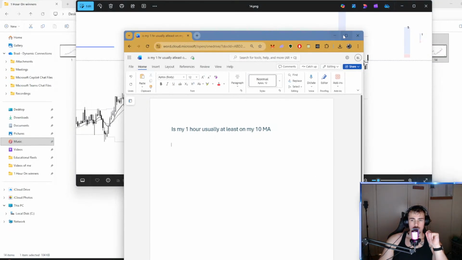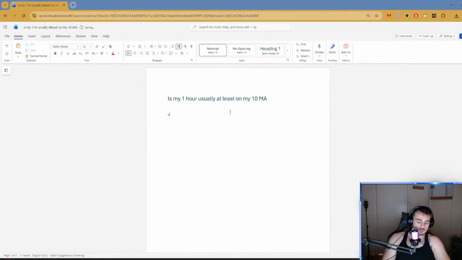So over here, I'm just going to put one trade, one where the 1 hour pullback touched at least the 10 MA. And then this would be like out of 1 trades.